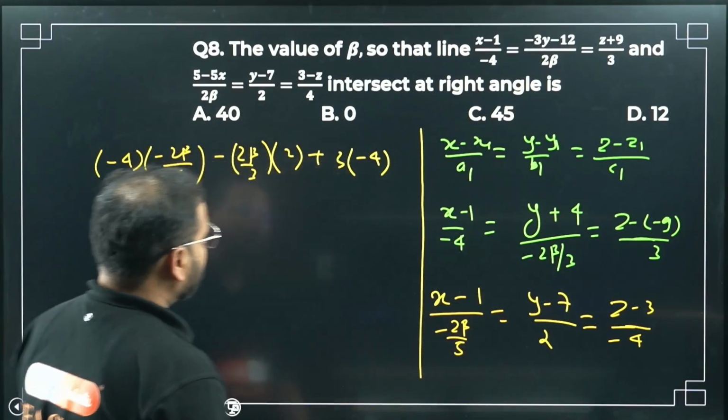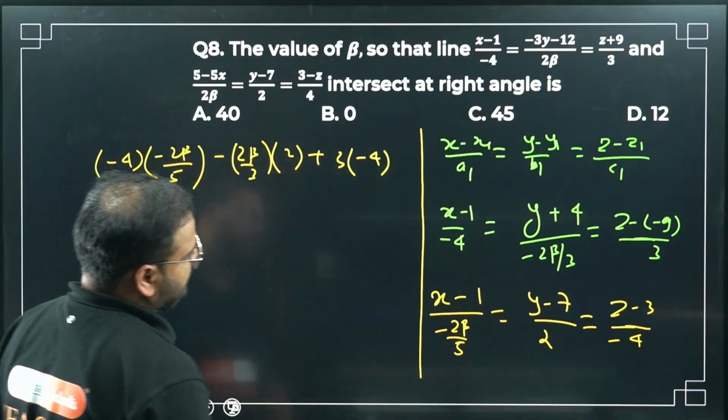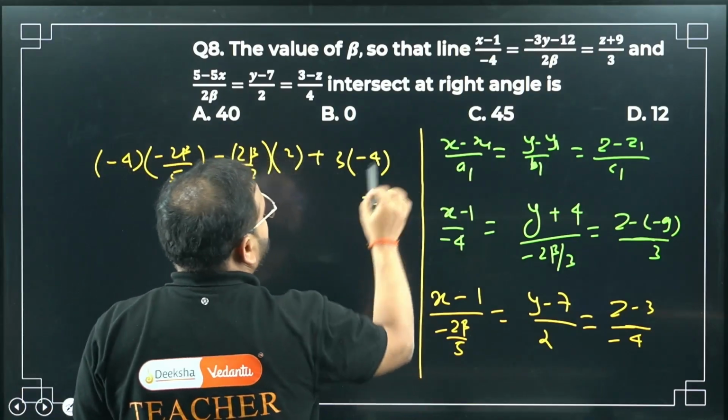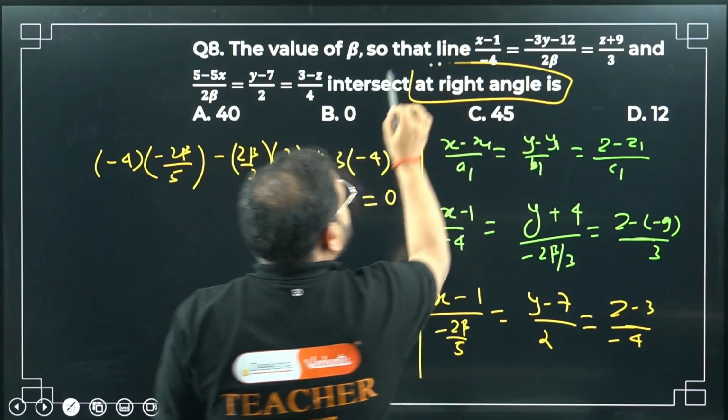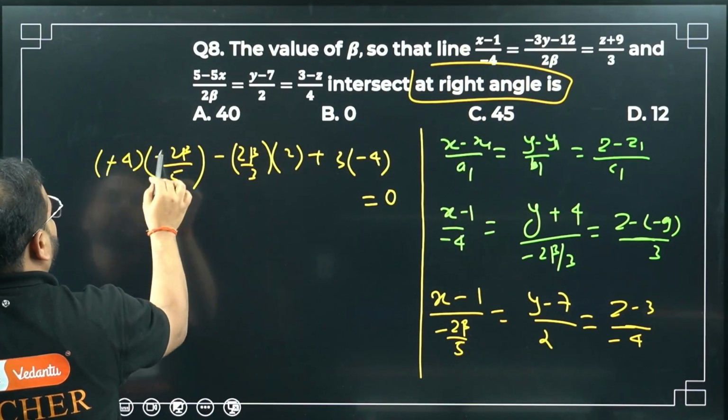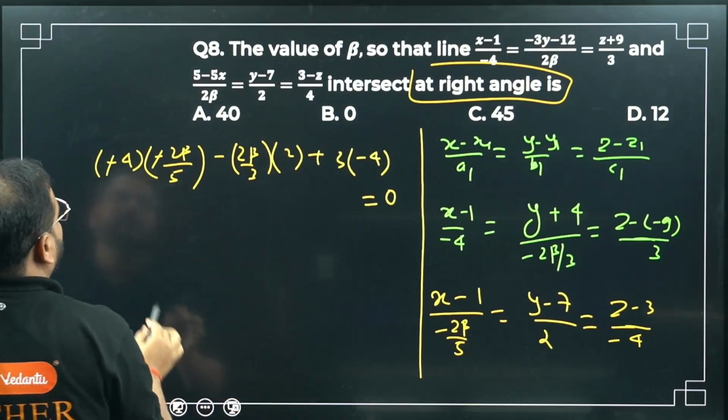Check the sign once. Minus 4 into this minus 2 beta by 3 into 2, and 3 into minus 4 equals to what? 0. How come, sir? Perpendicular is given. No, sir. For that reason, no problem. Okay, sir. Please check here. Sign is gone. What I'm getting here?